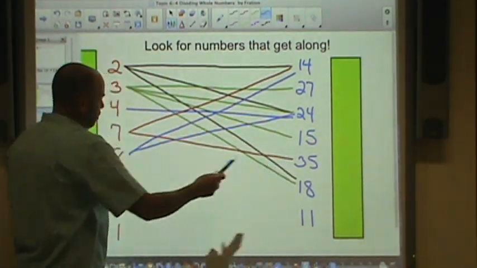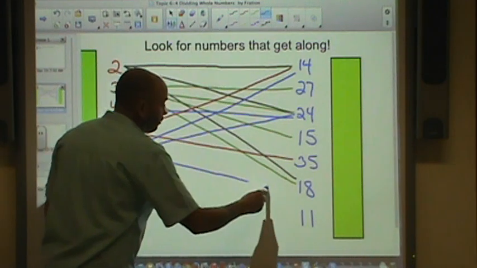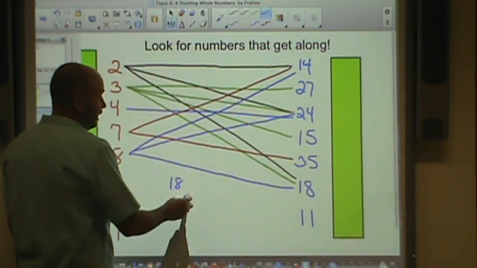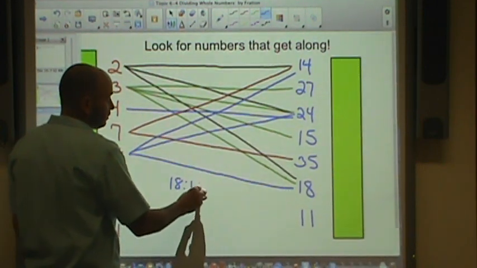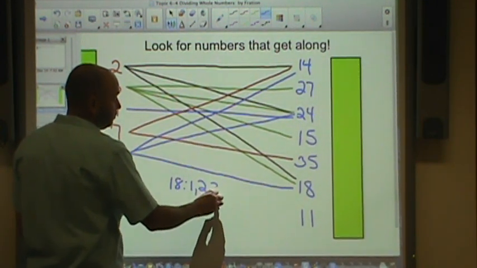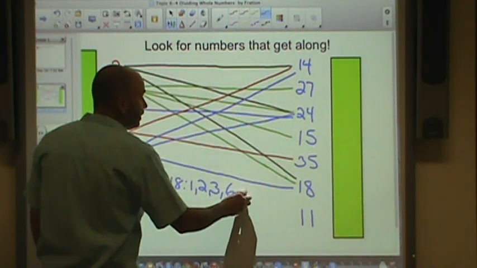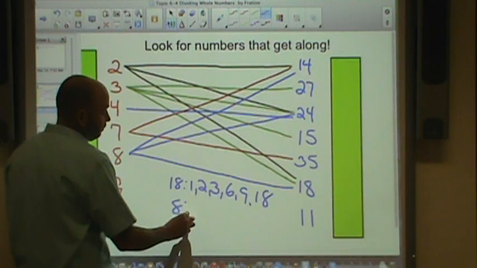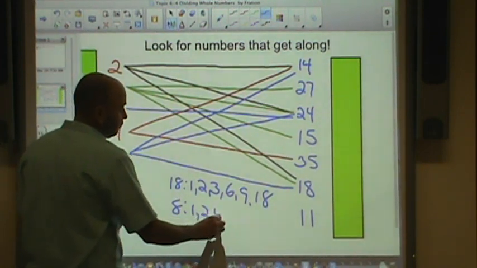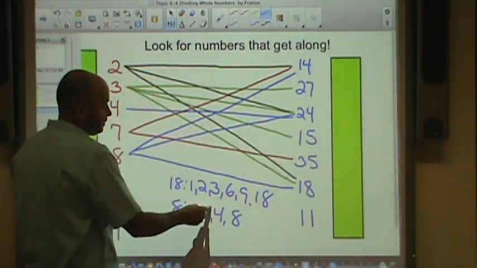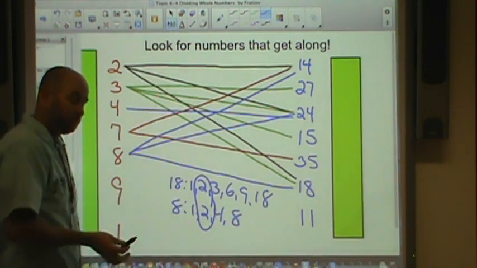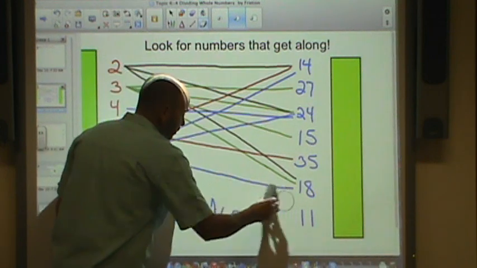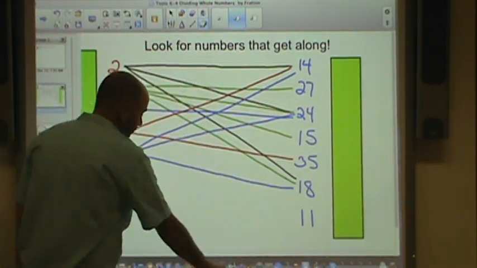8 and 35, no. But 8 can get along with 18 because 18 has the factors of 1, 2, 3, 6, 9, and 18. And 8 has the factors of 1, 2, 4, and 8. They share a GCF of 2. So they get along well also. Boy, 11 is down there by itself, isn't it?